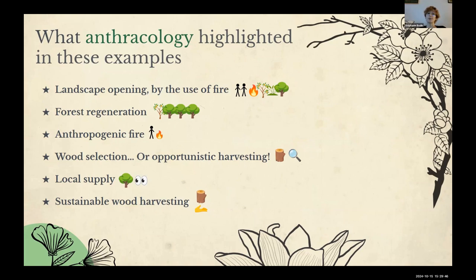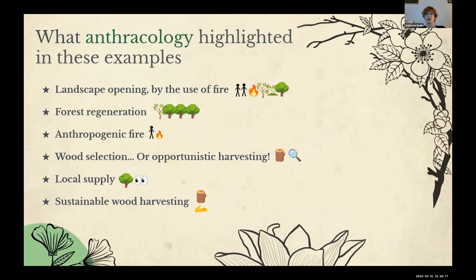You can also suggest when the fire is rather anthropogenic or not. For example, if we think about the volcanic period in Ethiopia, where the charcoal was probably produced by man-made fire, we can see the wood selection or not, or if the harvesting of wood is opportunistic. We can see if the supply is local or not, and here it's rather local.